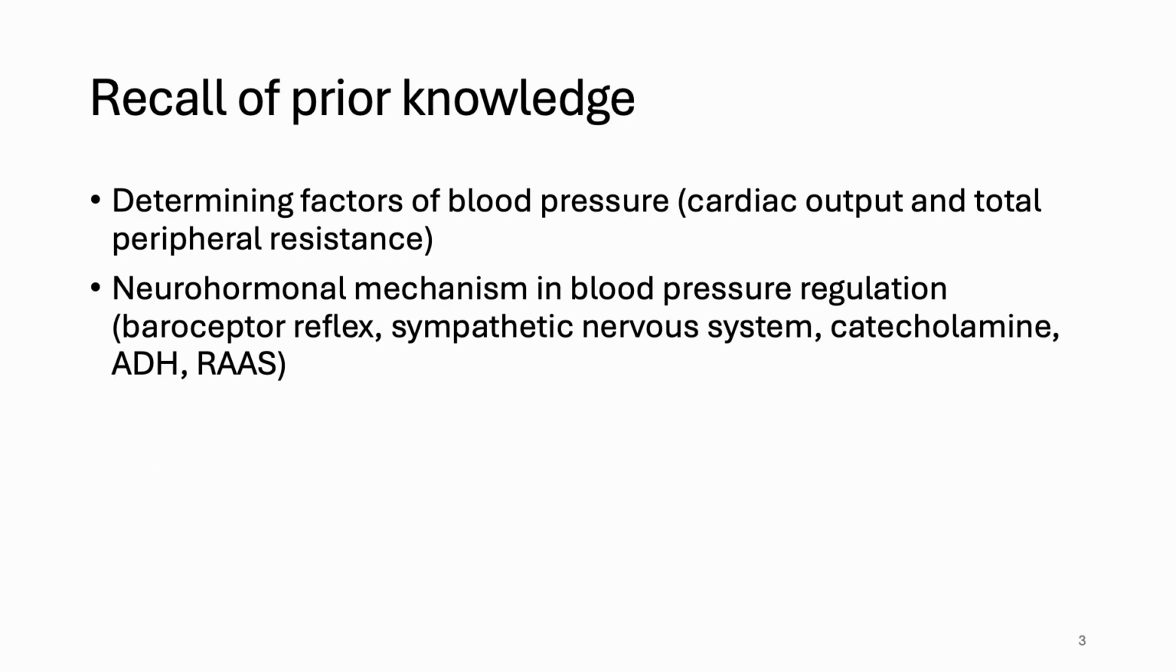Now, it is very important to recall your prior knowledge on the determining factors of blood pressure, which are the cardiac output and total peripheral resistance. Blood pressure is a product of cardiac output and total peripheral resistance, whereas cardiac output is the product of stroke volume and heart rate. Next, you will need to be reminded of the neurohormonal mechanism in blood pressure regulation, specifically the baroreceptor effects, sympathetic nervous system, the role of catecholamines, the antidiuretic hormone, and the renin-angiotensin-aldosterone system.